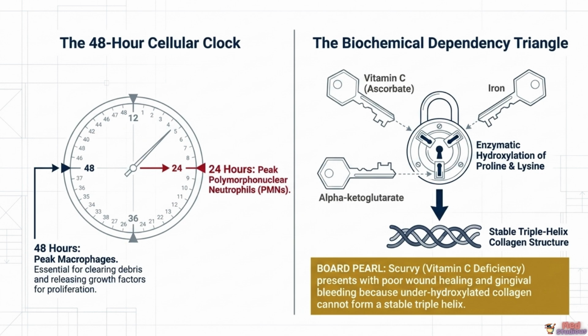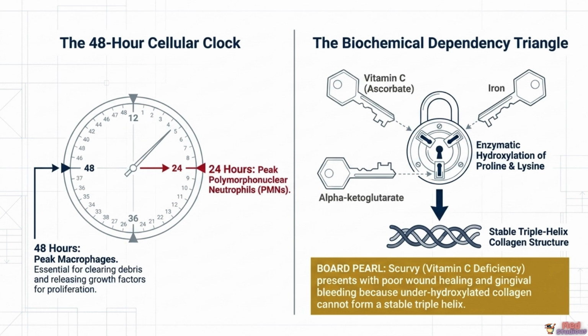The first is the 48-hour cellular clock, which encodes the most frequently examined cellular timing facts. At 24 hours post-injury, polymorphonuclear neutrophil infiltration reaches its peak. These cells perform the critical early function of killing bacteria through oxidative burst mechanisms, a process that is strictly oxygen-dependent, which we will return to when discussing complications.